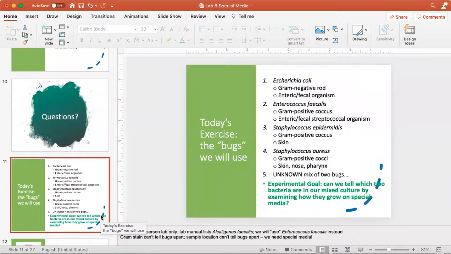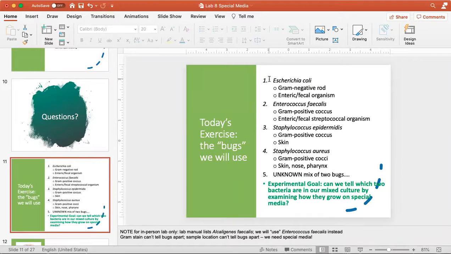All right. So we're going to switch gears now and we're going to do a little exercise. Now, this exercise is fairly complex compared to the other things that we've done so far. We're going to be examining 4 different types of bacteria. You'll notice that I call them bugs. That's just something I picked up in veterinary practice. I often refer to bacteria as bugs.